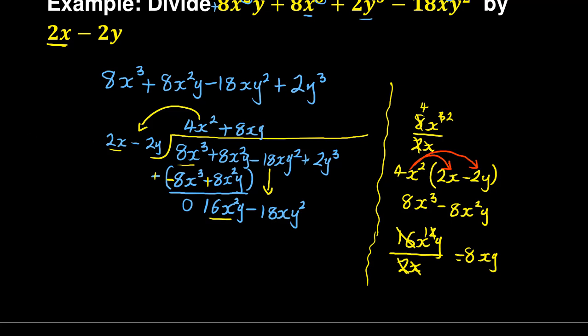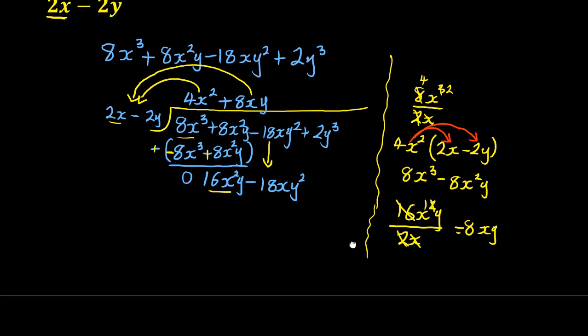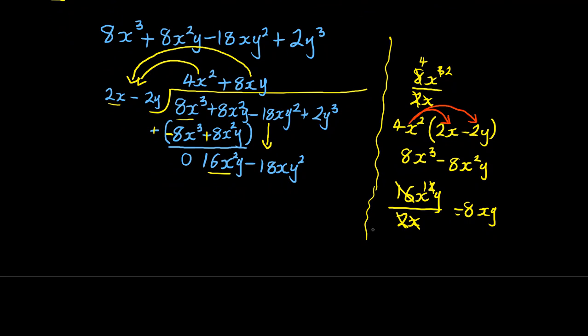When you have done that, just to be much clearer for my y, it's like that. The next thing again is to multiply this particular 8xy. It will multiply again by everything on the divisor, which is 2x minus 2y. So when you do that, if I can write it also on my side here, you'll be having 8xy multiplying 2x minus 2y.